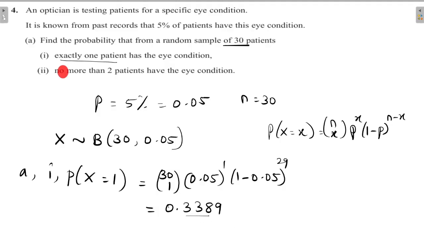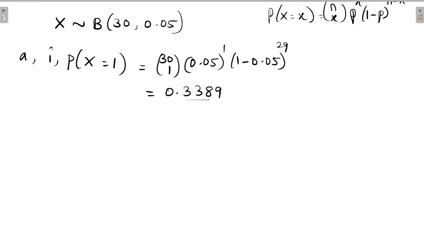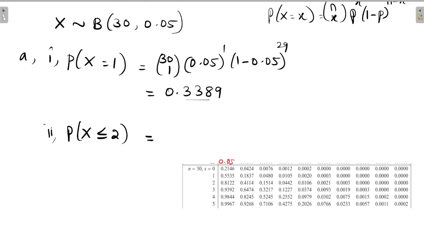The second part is no more than 2 patients. So maximum 2 patients have the eye condition. So the second part is the probability of X less than or equal to 2, because maximum 2 patients. We can use the table, because this table shows the cumulative distribution values for n equal to 30 and the first column is the probability value. So here X less than or equal to 2, so the required probability is 0.8122.